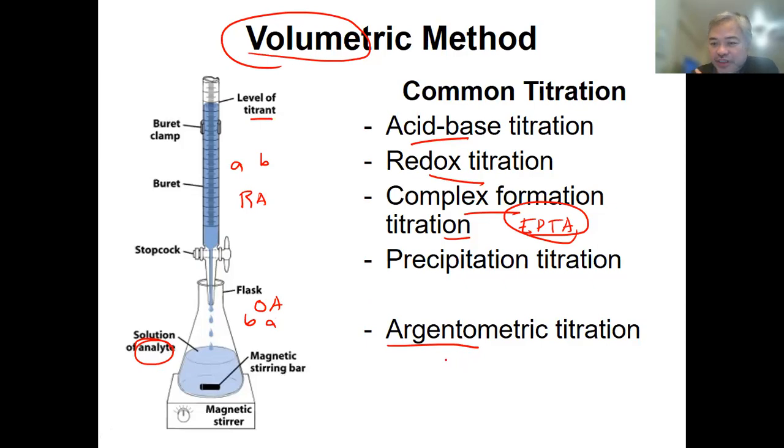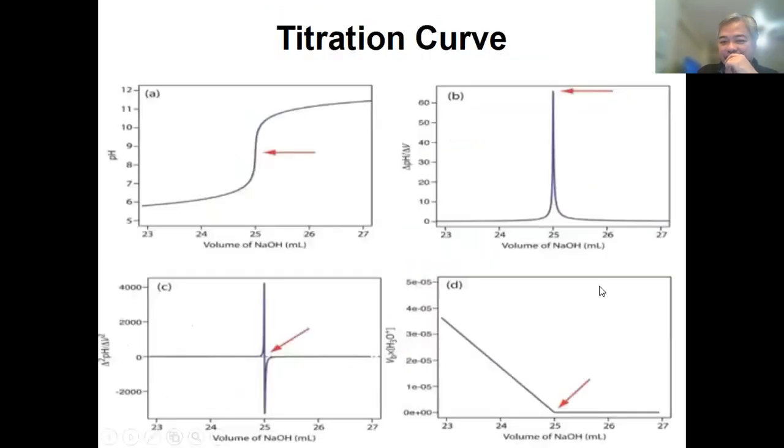So what argentometric titrations do you know? Anyone? Volhard. More. Fajans. What else? So these are just some. Whenever silver is involved, specifically, it's called argentometric.